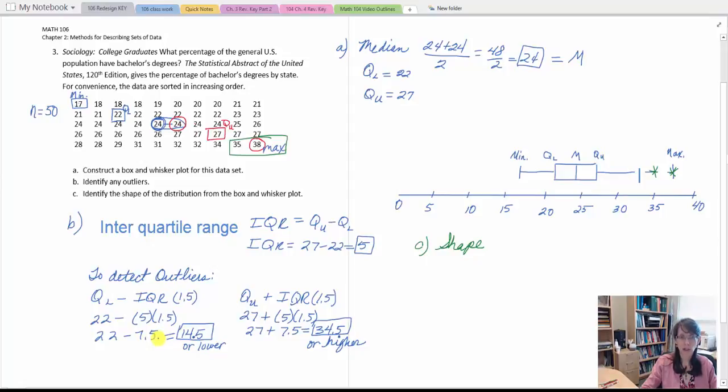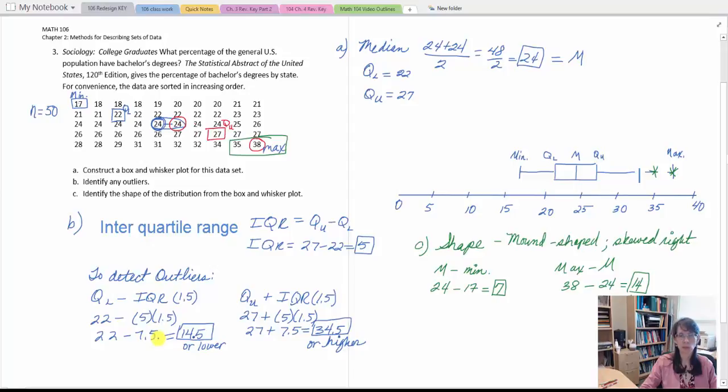So we can make an actual calculation to determine how long each of these whiskers is. We'll start with the median and subtract the minimum measurement. And our median is 24 minus 17. And that is equal to 7. So it's a distance of 7 units from the minimum to the median. Then we'll compare that to the maximum value minus the median. Our maximum value is 38 minus the median, which was 24, and that's equal to 14. And you can see that 14 is a larger number than 7. So that indicates that is the longer side. That is on the right. So we can say that the shape is mound shape skewed to the right. And there we have another example of using a box plot to also help us indicate outliers.